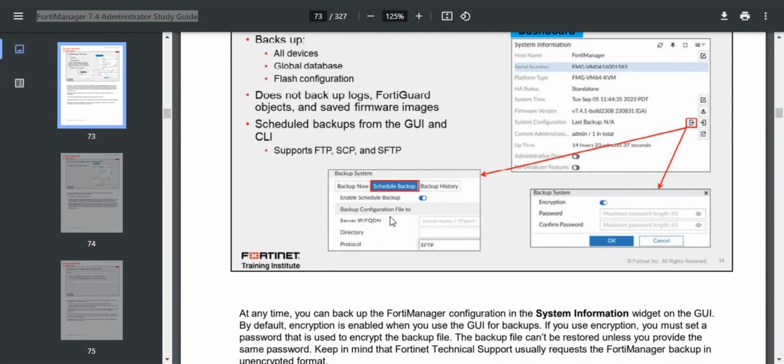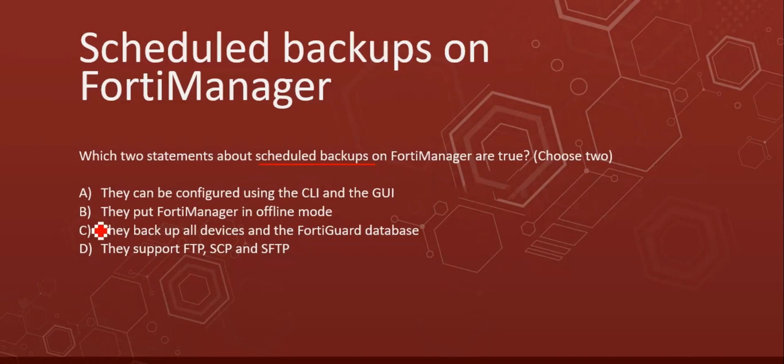Okay, let's go back to the question and find out the correct answer. Answer A, they can be configured using CLI and GUI. Yes, answer A we can select as a correct answer. We showed how to enable scheduled backup using CLI and GUI. Answer B, they put FortiManager in offline mode. No, this answer is incorrect.